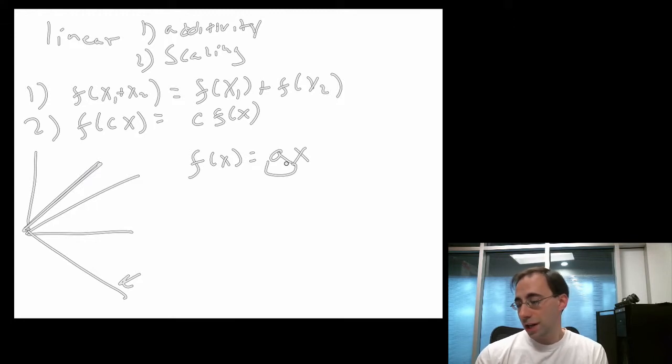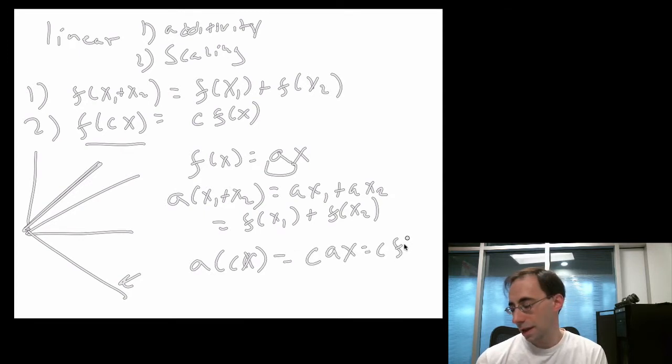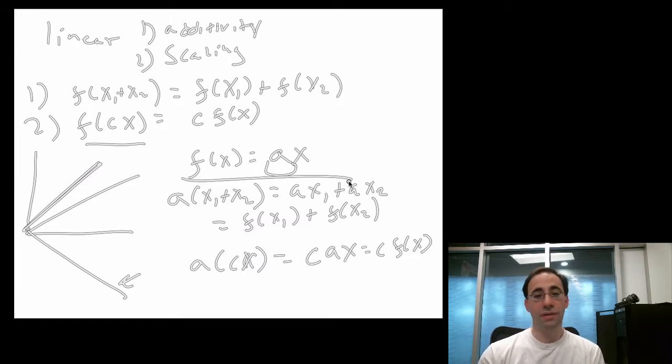Why does this satisfy these two? We can check it out. Well, if we have x1 plus x2, we get a of x1 plus x2. That equals a of x1 plus a of x2, which equals f of x1 plus f of x2, and that checks out. Or if we have this, how does that work? Well, then we have a times c times x, but by commutativity we get c a x, which equals c f of x, because f of x is a x, and again that checks out. So this is a linear function, and this is the general linear function.